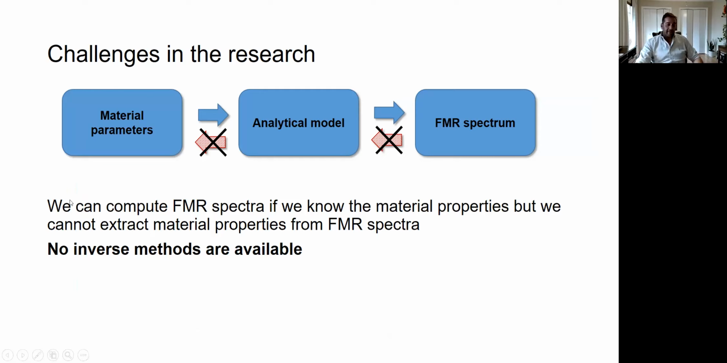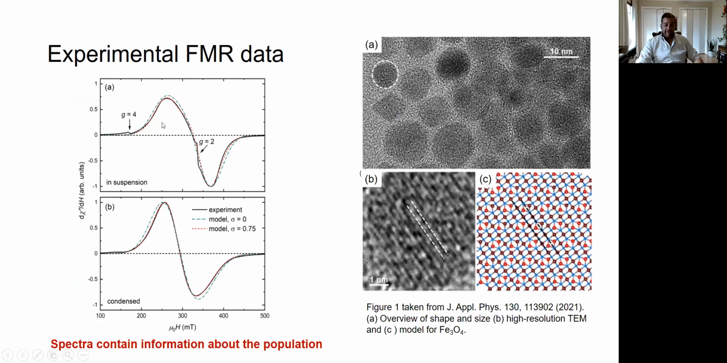we can put them in our analytical model and compute an FMR spectrum. But there's no inverse way. So we can't take an FMR spectrum and put it in a model and get the material parameters. So the way we fit this is by trial and error. We say, okay, let's say it has this much field in it. Let's calculate it and compare to the experiment. Does it look good? No? Okay, change this.